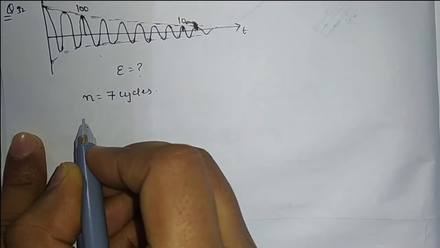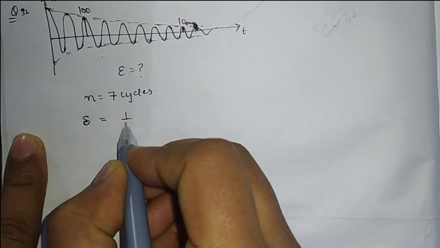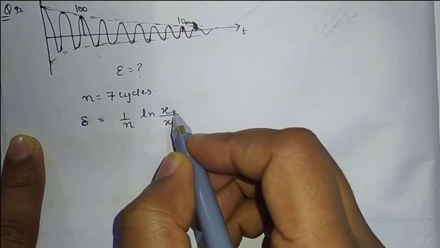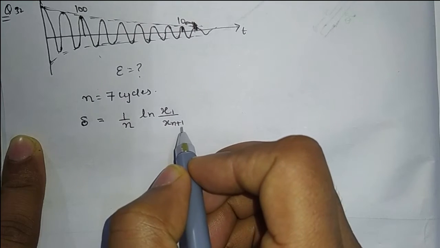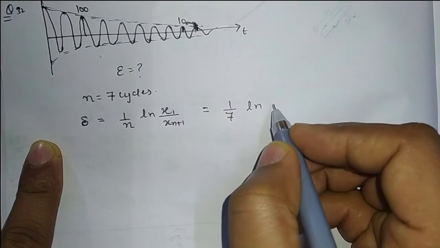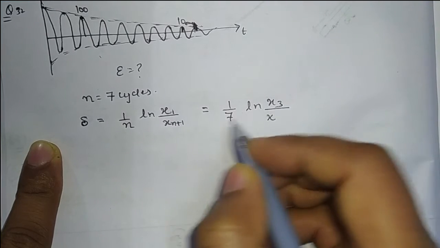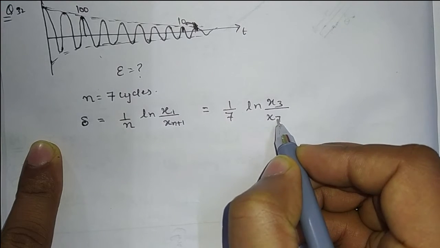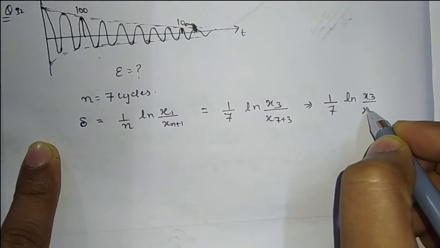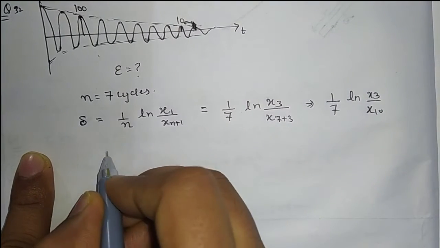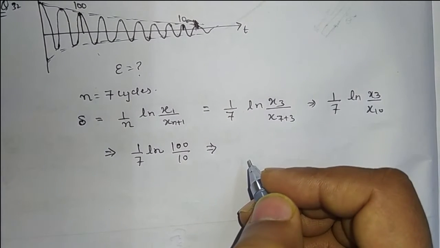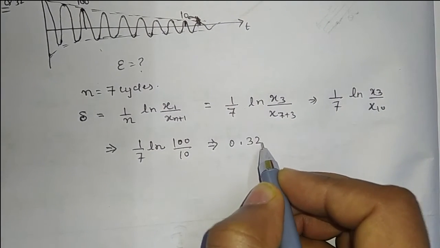We know the formula of logarithmic decrement, which is denoted by delta equal to 1 by n ln x1 upon x(n+1). Here x1 is 100 and x(n+1) is 10. So 1 by 7 ln, this is the third peak, x3, and x(7+3) equal to 10. So 1 by 7 ln of the third peak and 10th peak amplitude, 1 by 7 ln 100 divided by 10, we will get 0.32894.